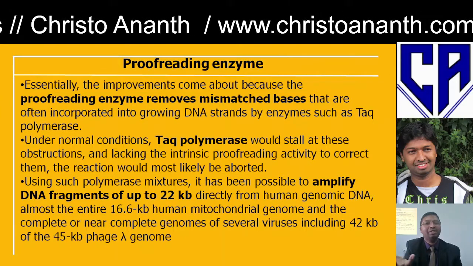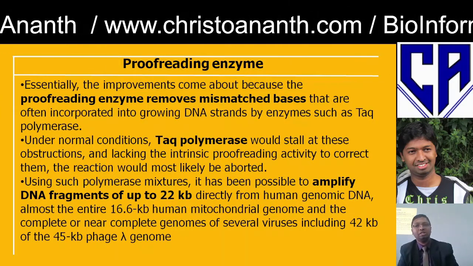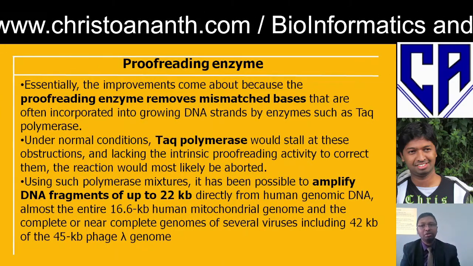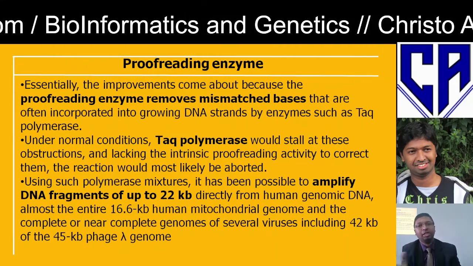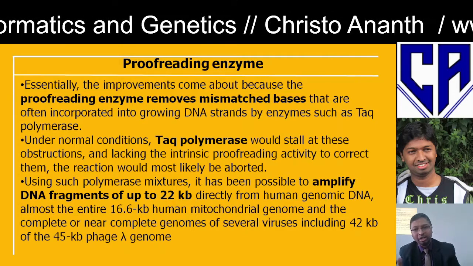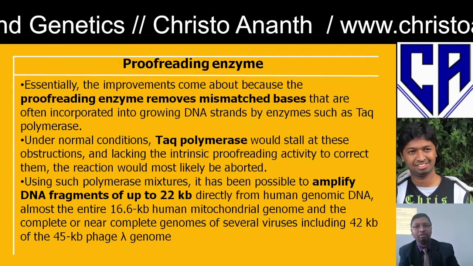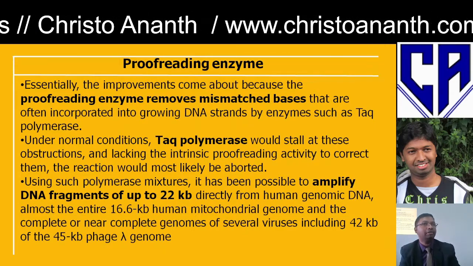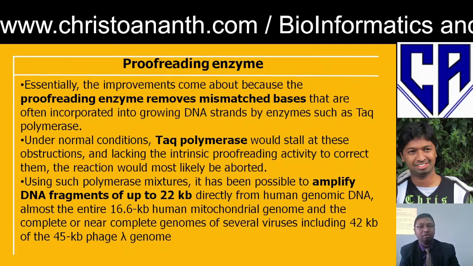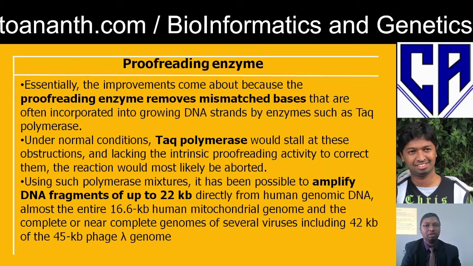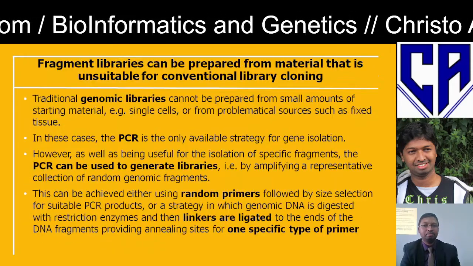So in this case we try to remove the mismatched bases. Taq polymerase would generally have this proofreading activity. It will be correcting them, and definitely you can amplify DNA fragments up to a size of 22 kb. Okay, so this is how it goes with the proofreading enzyme.